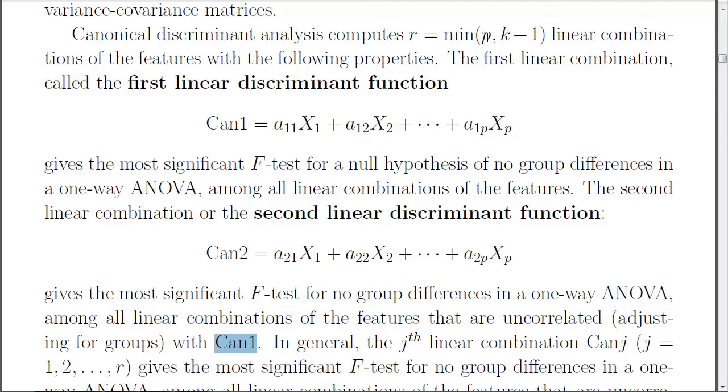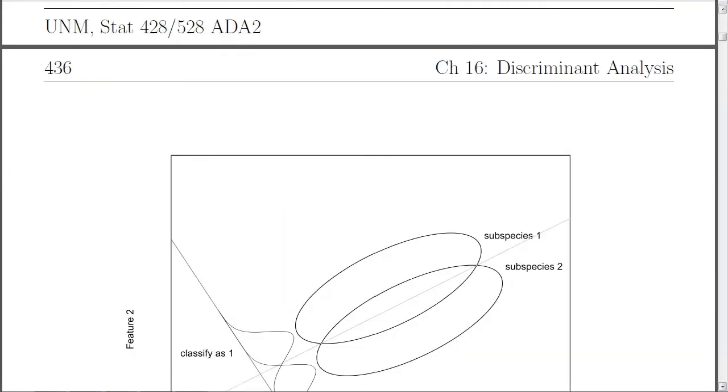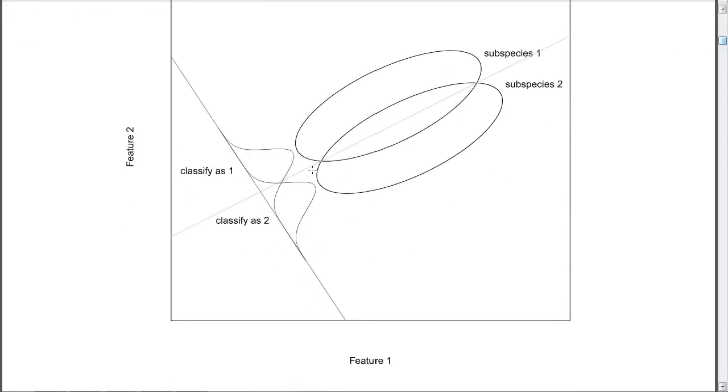And the number that you'll have is the minimum of P, which is the number of features you have, or one fewer than the number of groups that you have. So in the example above, where we had 2 features, P, and 2 groups, the number of canonical discriminant functions that we could write is the minimum of 2 and 2 minus 1, which is 1. So we could only have one canonical function, and when I page up, it was this one canonical function in this downward sloping direction.